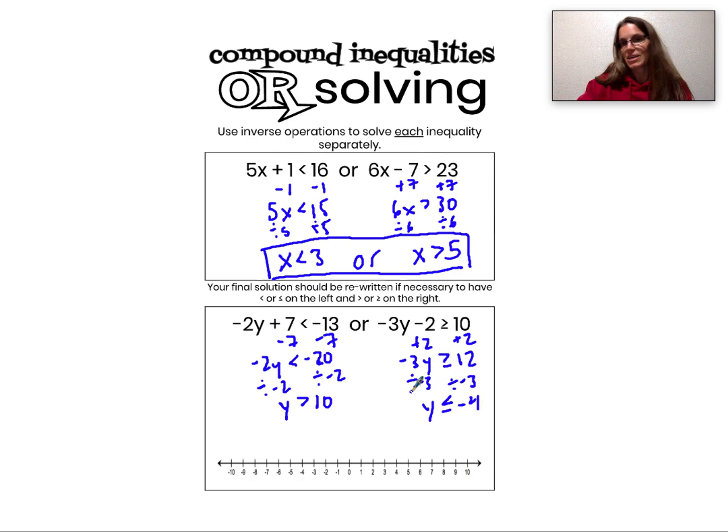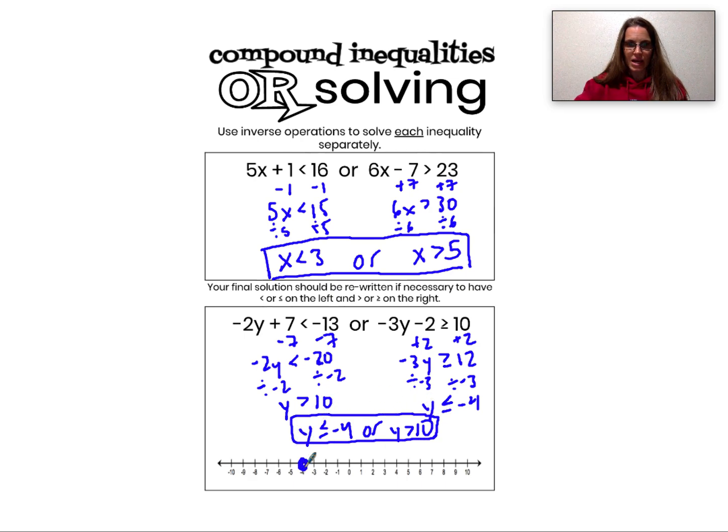I flipped my inequality. Now, before I write the word OR, I could write the word OR here, but before I say that I'm done, I need to make sure my less than is on the left and my greater than is on the right. So I'm going to rewrite my solution as y is less than or equal to negative 4, or y is greater than 10. Let's go ahead and graph that solution to see why we did that.